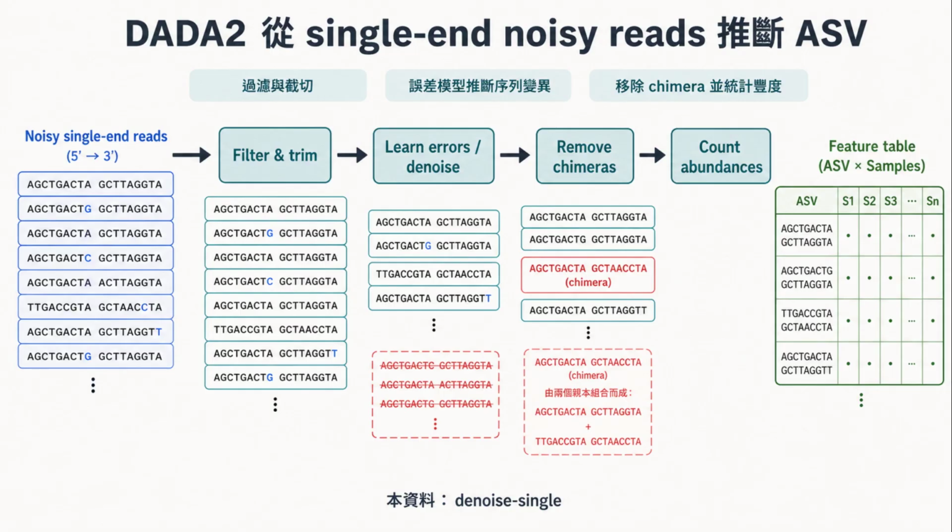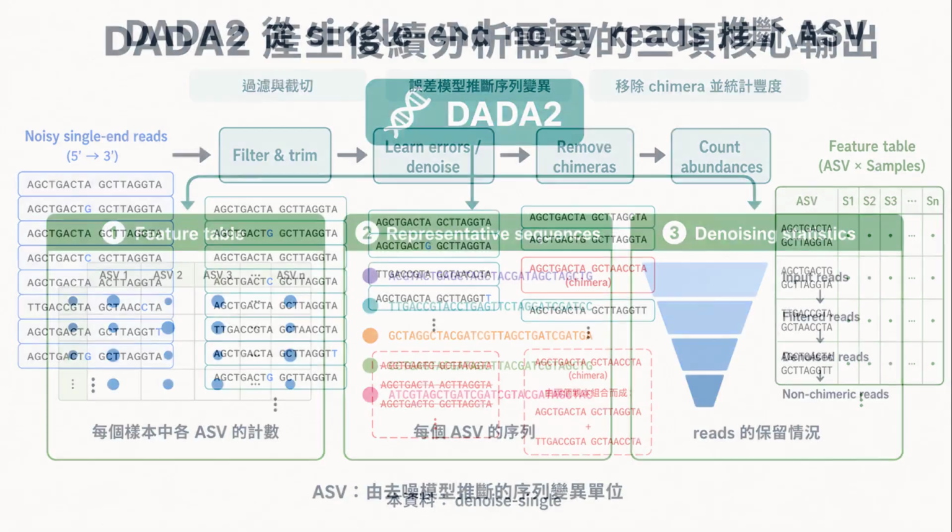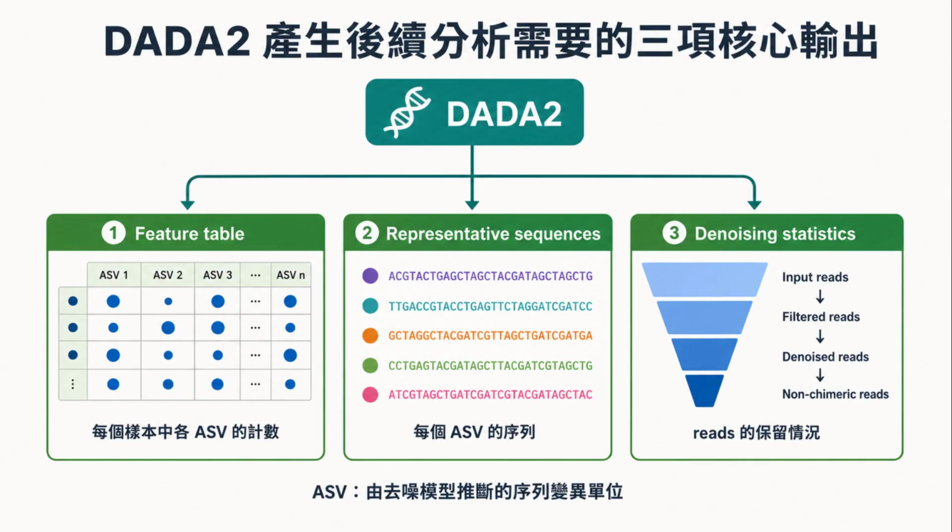Finally, it counts the reads assigned to each ASV in every sample, producing the feature table needed for downstream analysis. After running DADA2, we obtain three important outputs. The first is the feature table, which records the read count for each ASV in each sample. The second is the representative sequences file, which stores the actual nucleotide sequence corresponding to every ASV.